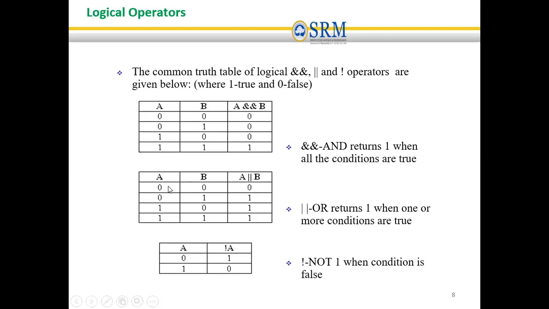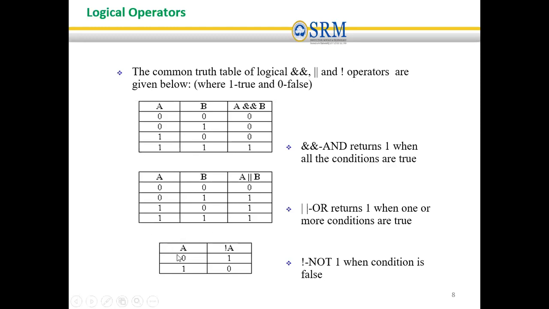We go to the second truth table, A, B, A or B. 0, 0 will be 0; 0, 1 is 1; 1, 0 is 1; and 1, 1 is 1. So this OR returns 1 when one or more conditions are true.